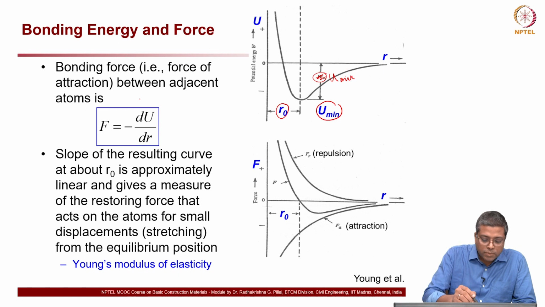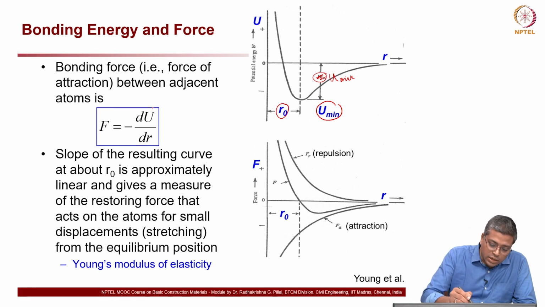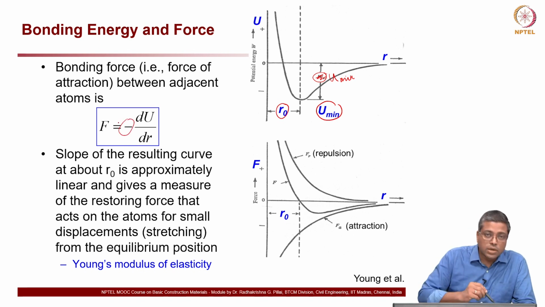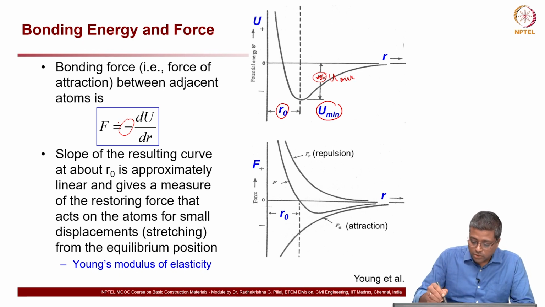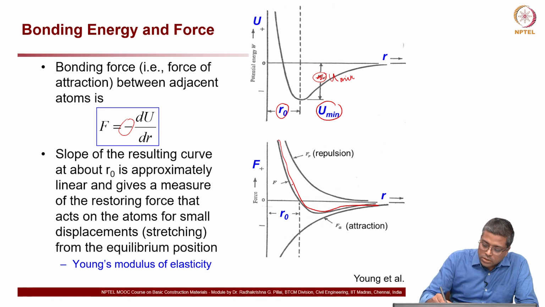So, U min. From this energy versus interatomic distance graph, can we actually get force? Yes, we can, and that is basically the derivative, dU by dR, with a negative sign. So when you say force, that is the curve on the bottom diagram. This curve here is the repulsive force, this curve here is the attractive force. The summation of those is the curve which goes through the middle, that is this one.